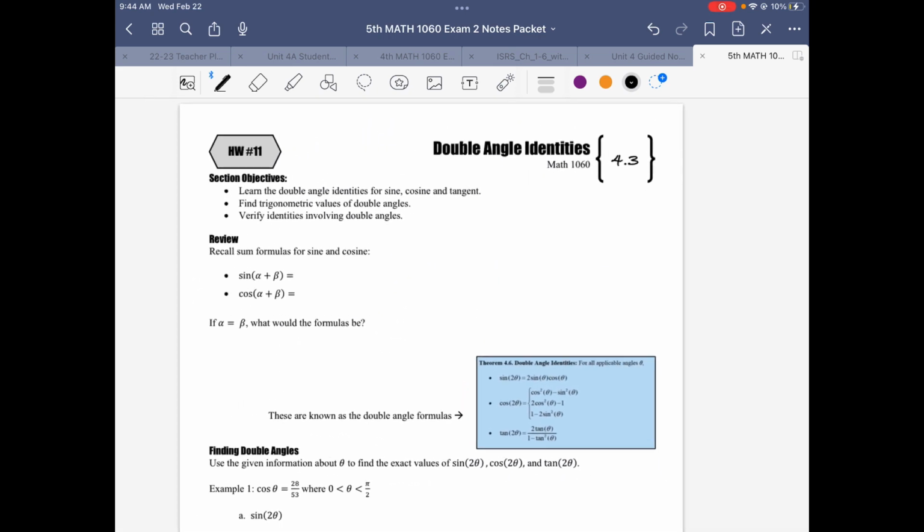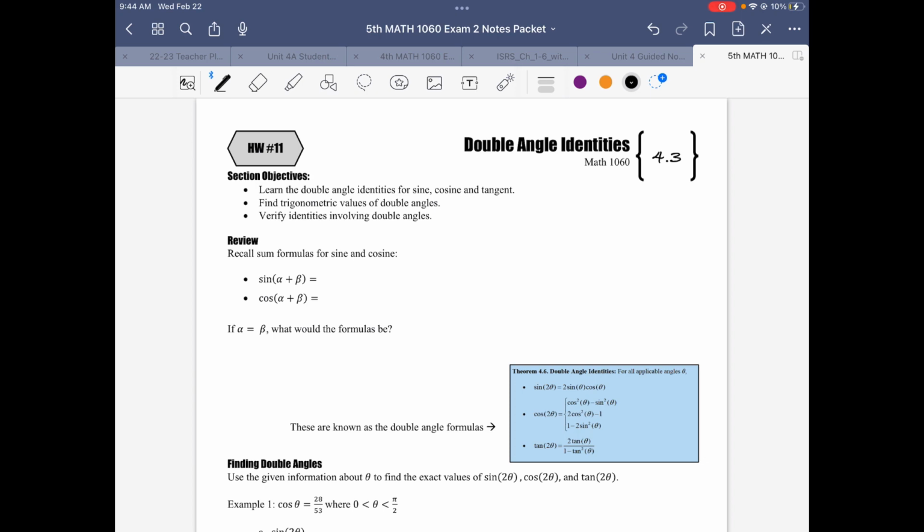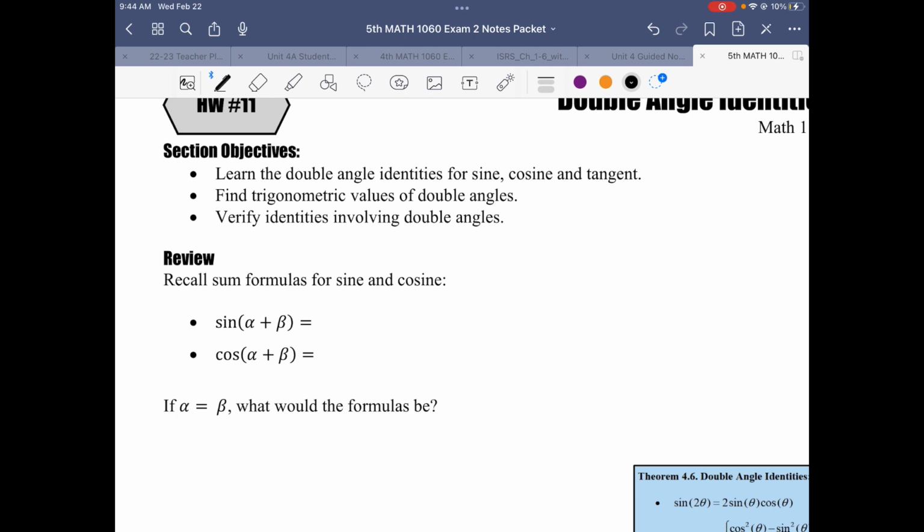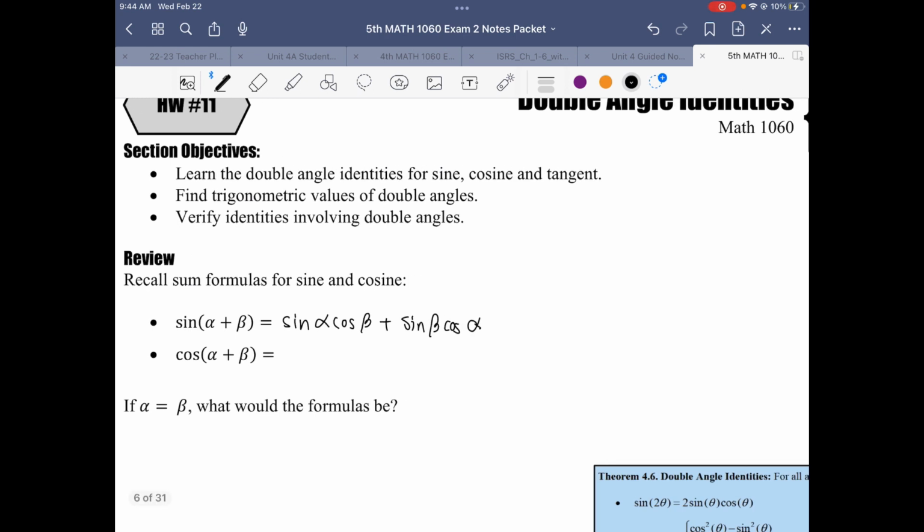So we're going to go ahead and jump into 4.3. So with 4.3, let's remember that we do know some things about these. This would be equivalent to the sine of alpha multiplied by the cosine of beta plus the sine of beta multiplied by the cosine of alpha. And cosine would be the cosine of alpha times the cosine of beta minus the sine of alpha multiplied by the sine of beta.